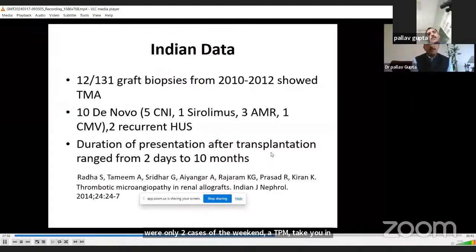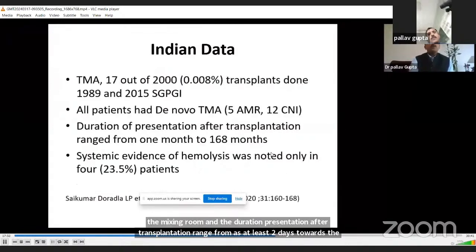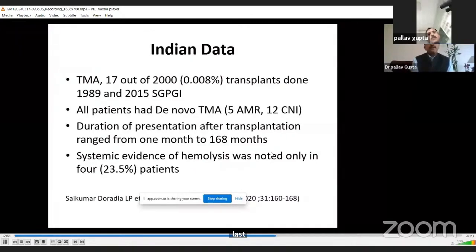Now, another study from SGPGI found TMA in 17 out of 2000 transplants done between 1989 and 2015. All patients had de novo TMA, out of which 5 had ABMR and 12 were cases of CNI toxicity.